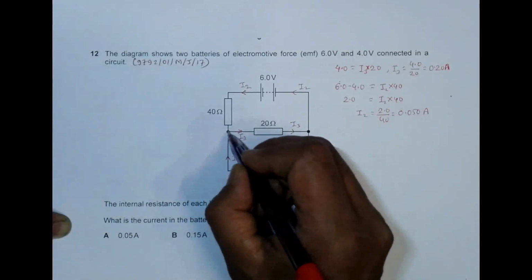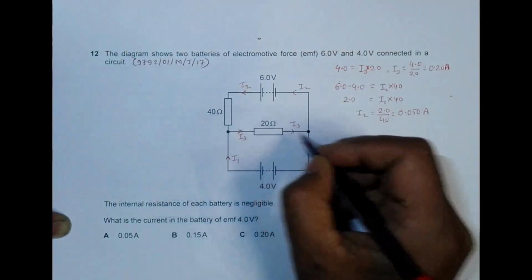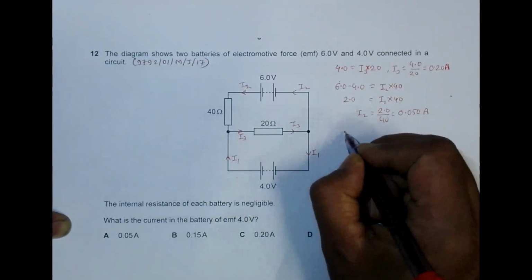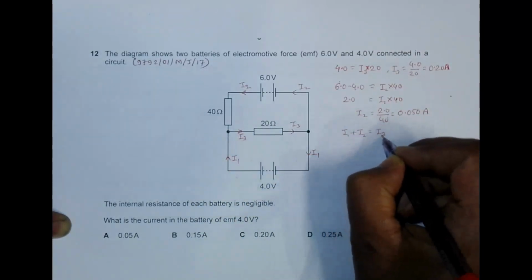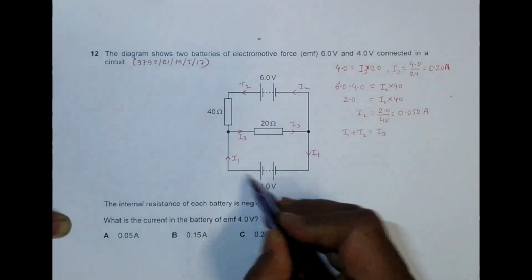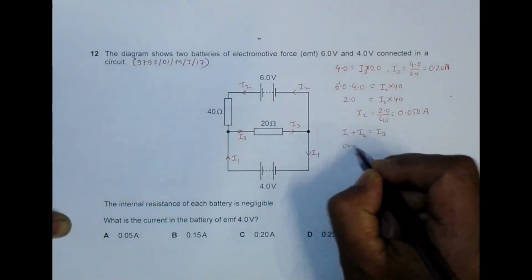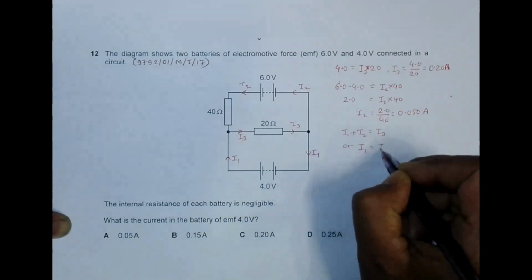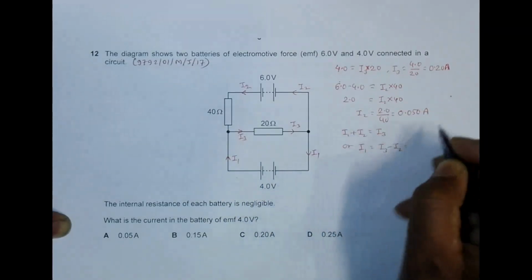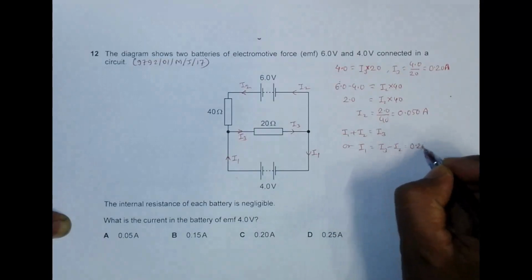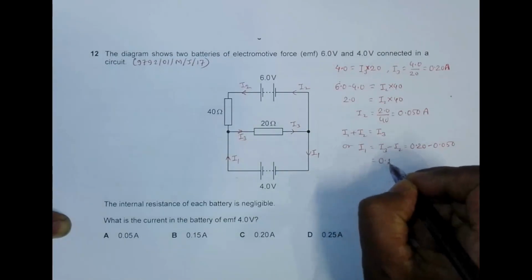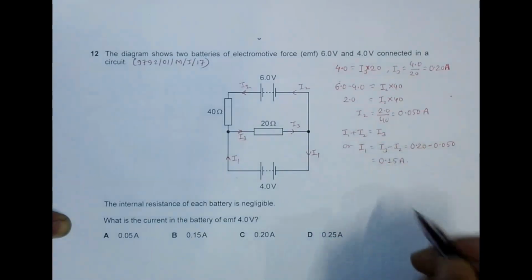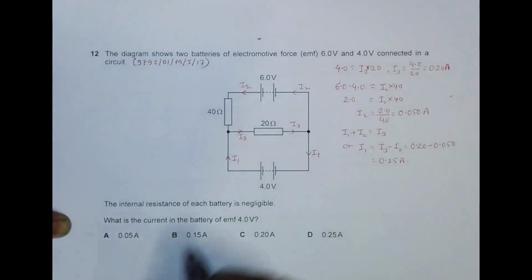Now at this junction, when I apply the first law of Kirchhoff, I1 plus I2 should be equal to I3. Since I have to find the current through this cell, I need to find I1. So I1 should be equal to I3 minus I2, that's equal to 0.20 minus 0.050, and that's equal to 0.15 ampere. So the correct choice of answer should be choice number 2, choice B actually.